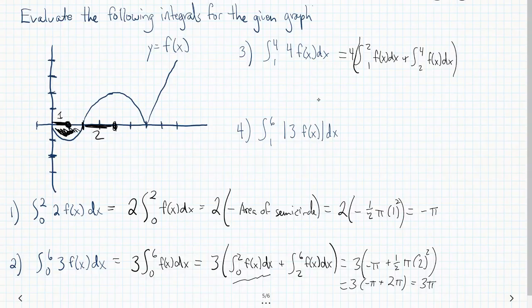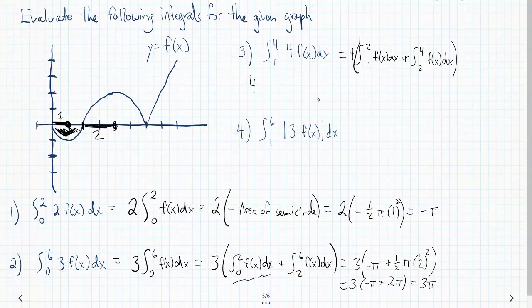Another route you could do, though, is go from 0 to 6 like we had before. Granted, it's not 4 anymore, right? So we have to adjust that number. But you can go from 0 to 6, and then subtract off from 4 to 6, and subtract off from 0 to 1. If you subtract off those integrals, you'll get the same answer.